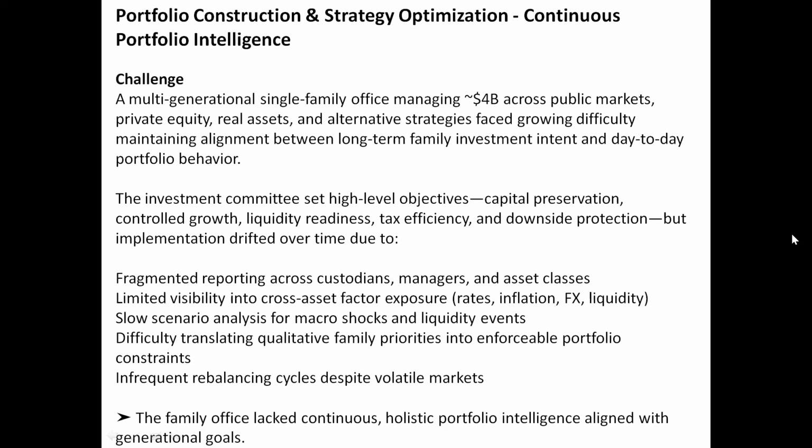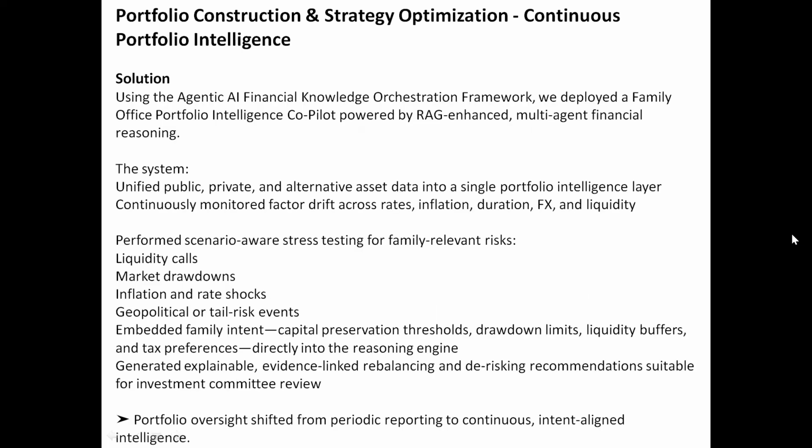So this kind of challenge is in the design stage: how to address or resolve these challenges utilizing agentic AI functions. For example, we provide a solution using agentic AI, a family office portfolio intelligence co-pilot. It unifies public, private, and alternative asset data into a single portfolio intelligence layer and continuously monitors factor drift across rate, inflation, duration, and other factors.